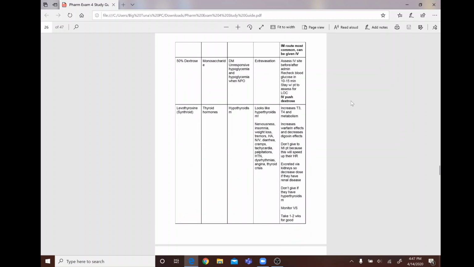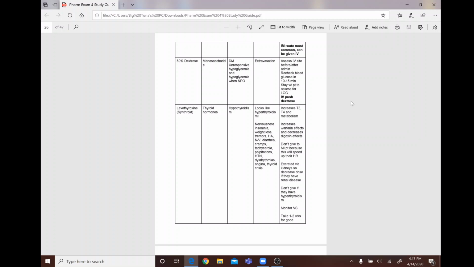50% dextrose is a monosaccharide. It's used for DM, unresponsive hypoglycemia, and hypoglycemia when NPO. It can cause extravasation, so you want to assess IV site before and after administration. You want to recheck blood glucose in 10 to 15 minutes after giving, and then stay with patient to assess for LOC, and it's an IV push dextrose.